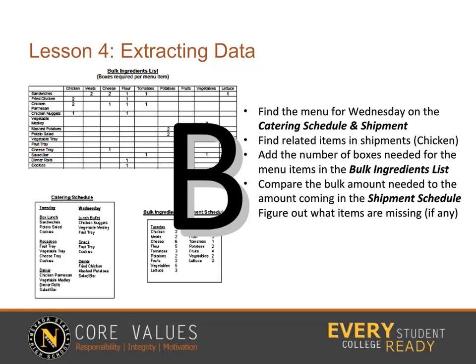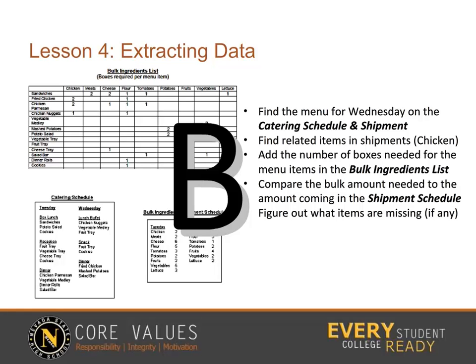First, find the menu for Wednesday and look at what you need for each menu item according to the bulk ingredients list. Make your own list of needed items from this bulk ingredients list for Wednesday. Now compare your list of bulk items needed to the shipping list. Figure out what items you are missing or perhaps over on.